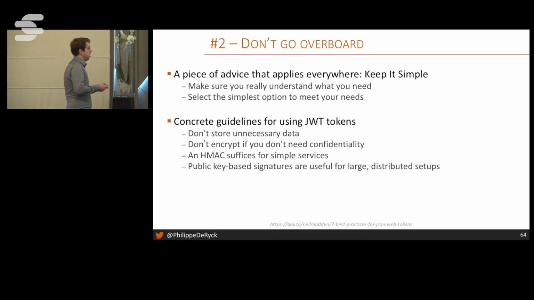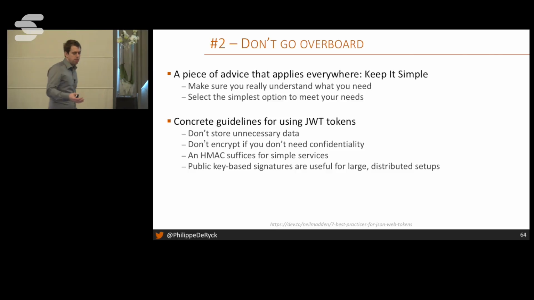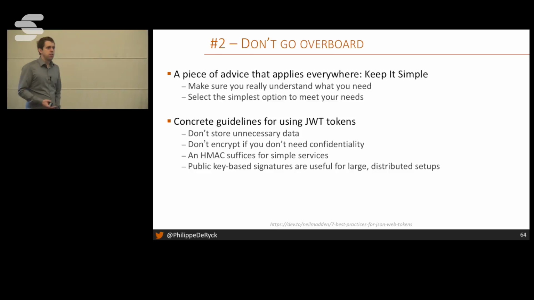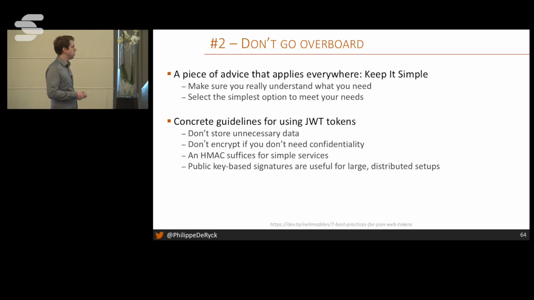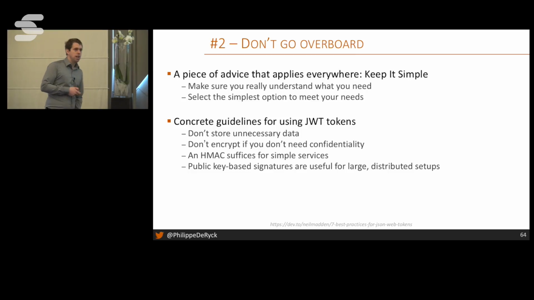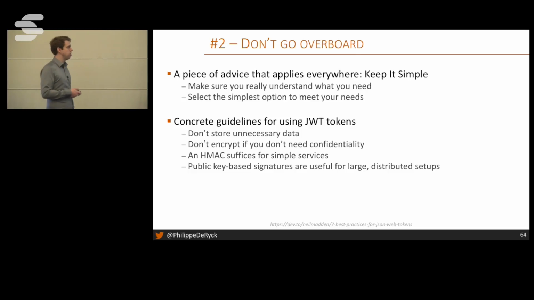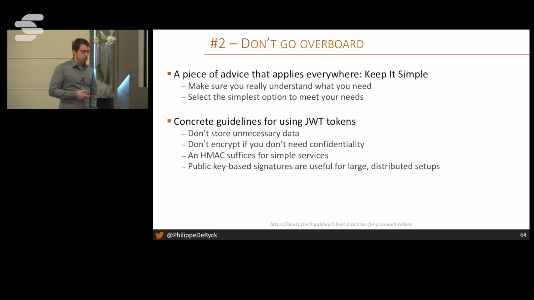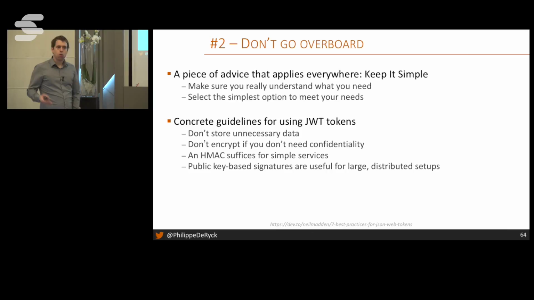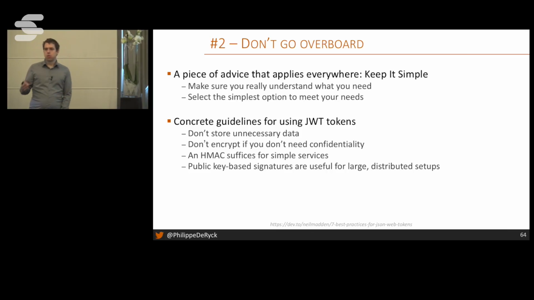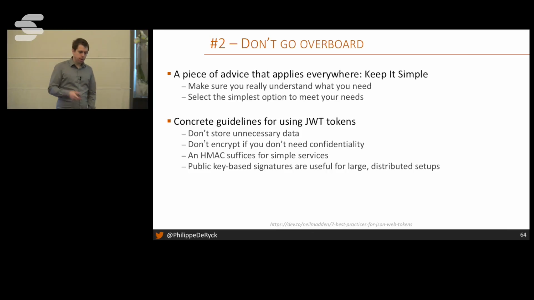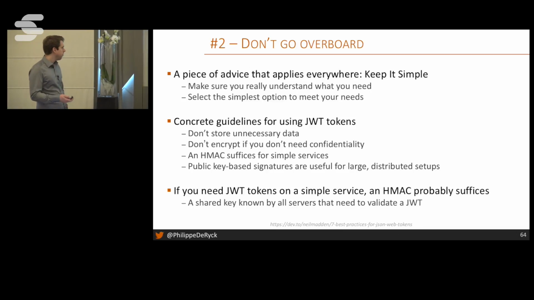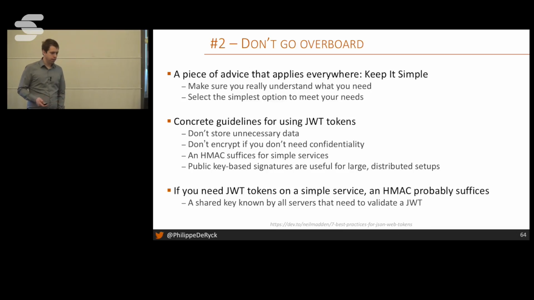If you don't need confidentiality, don't bother with encryption. Don't make it more complicated than it needs to be. If you only need to store some identity information that nobody cares about or that's not very sensitive, an HMAC suffices. Most simple services get around with an HMAC with a secret key to generate the signature. Public key-based signatures are very useful in large distributed setups, for things like OpenID Connect. For most applications, probably overkill. Definitely something to keep in mind. That's some valid advice there.